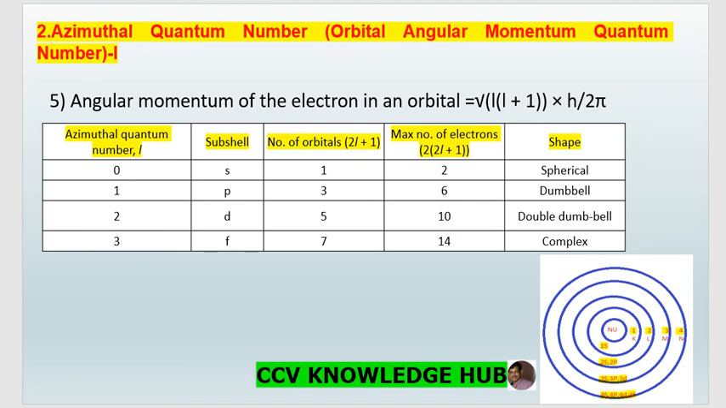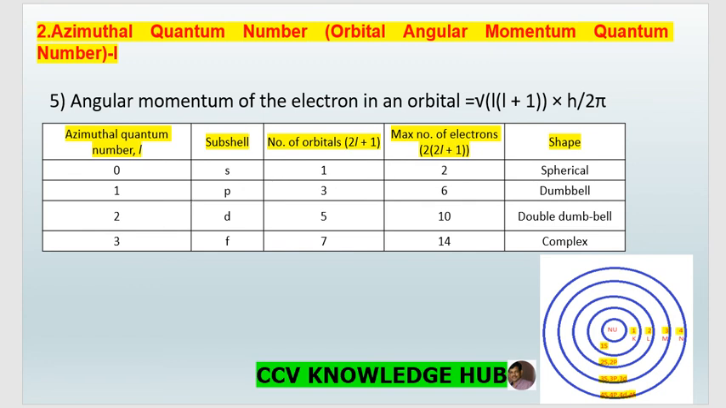The second one is L equal to 1. The subshell is p. Number of orbitals 3. So the maximum number of electrons present in the p orbital is 6. There are three orbitals, and in each one we have 2 electrons, so 2 into 3, 6 electrons. And the shape of the p orbital is dumbbell shape. There are 3 different types of p orbitals: px, py, pz.